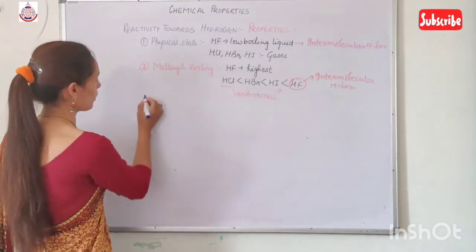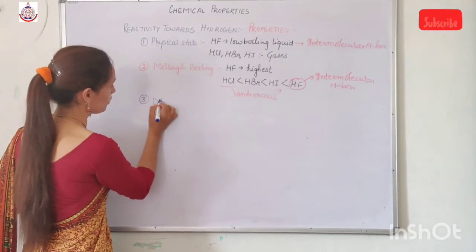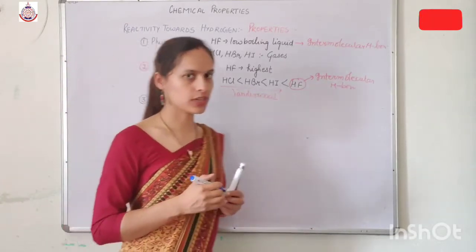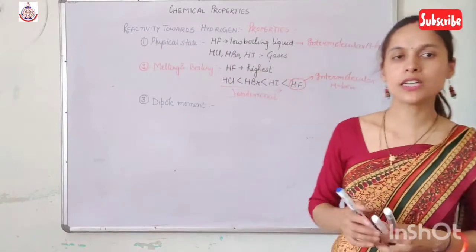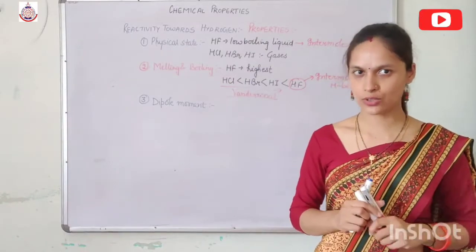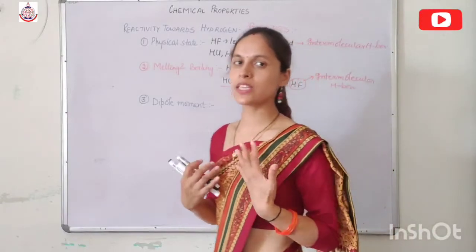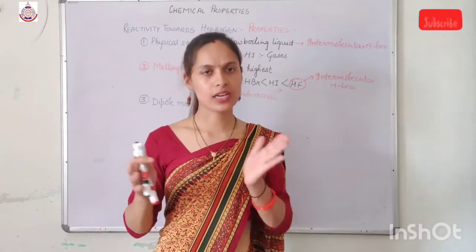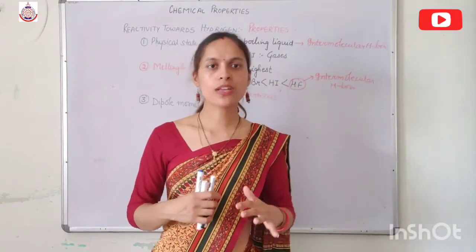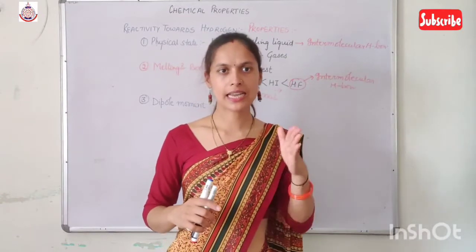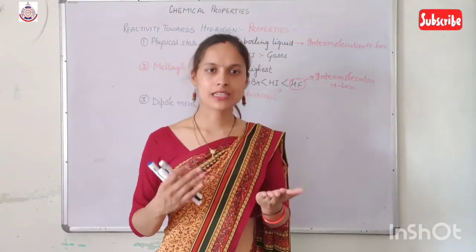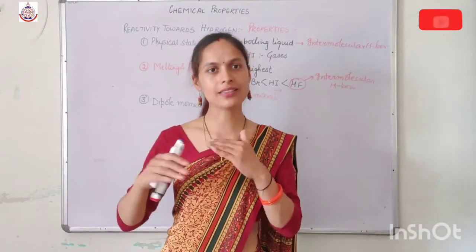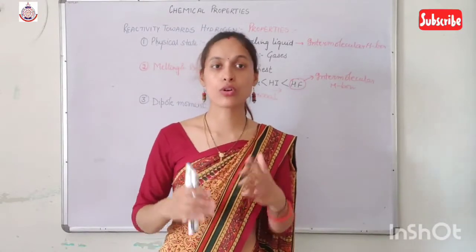Now, the next, third property we will talk about is the dipole moment. We know that the halogens are highly electronegative elements, and the electronegativity of halogen is not similar to that of hydrogen. So there is an electronegativity difference between the hydrogen and the halogen, as a result of which a dipole is generated between the hydrogen and the halogen. As we move down the group, from fluorine to iodine, electronegativity decreases. Due to the decrease in the electronegativity, the charge separation also decreases, as a result of which dipole moment also decreases.